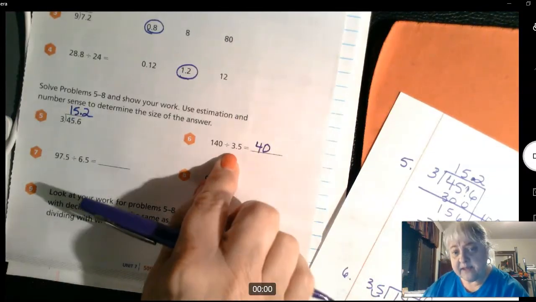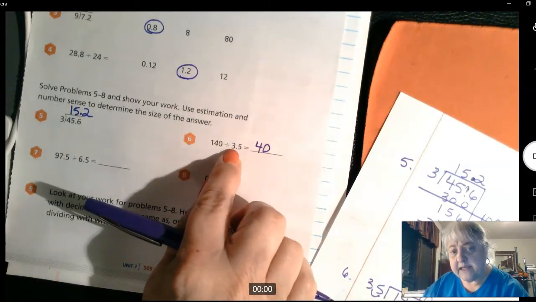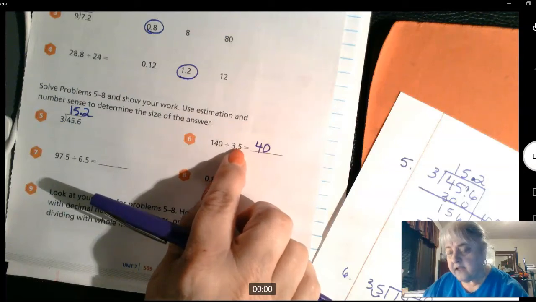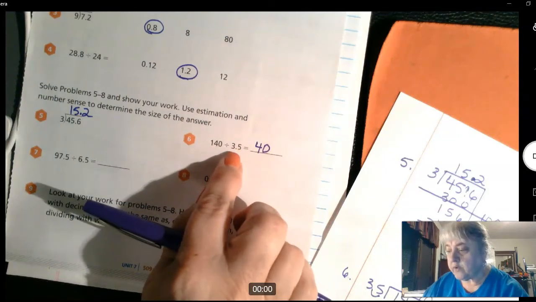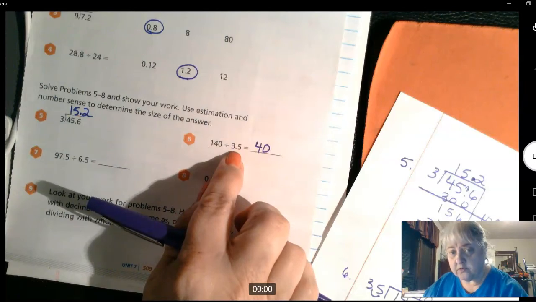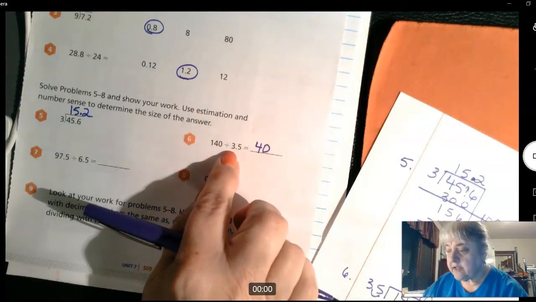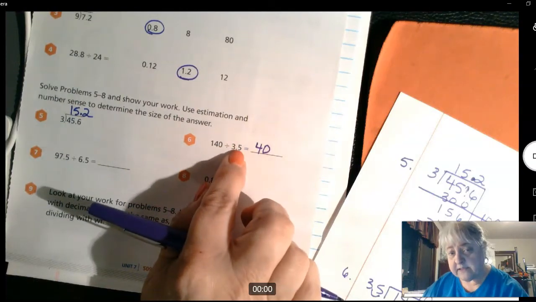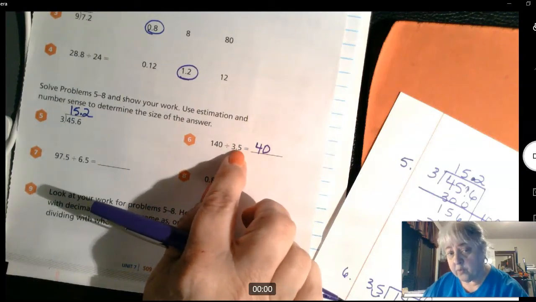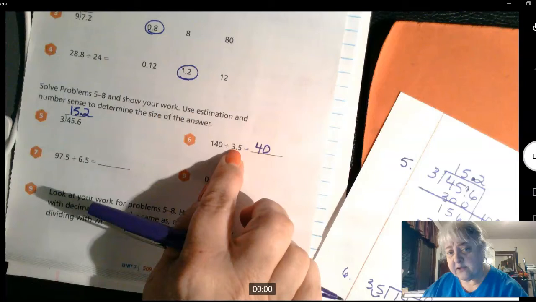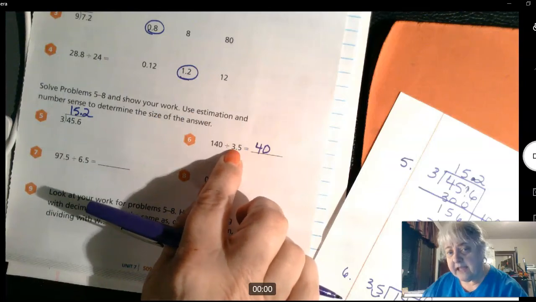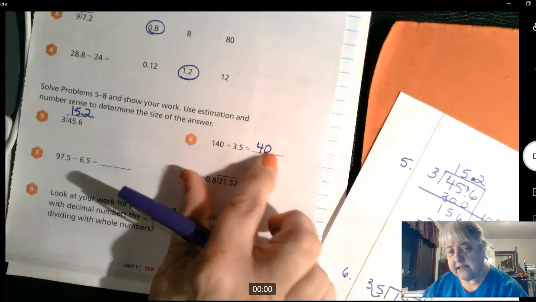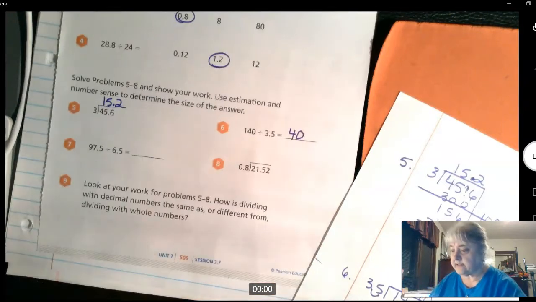And we can estimate on this. 3.5 is kind of close to 4. And if I were to think about 140 divided by 4, or I could even think about, if I rounded it, typically if it's 5 or more, you give it a shove. But if it was easier for me to think about 3, I know that 3 times 40 is 120. So that would let me know that my answer should be in the tens.